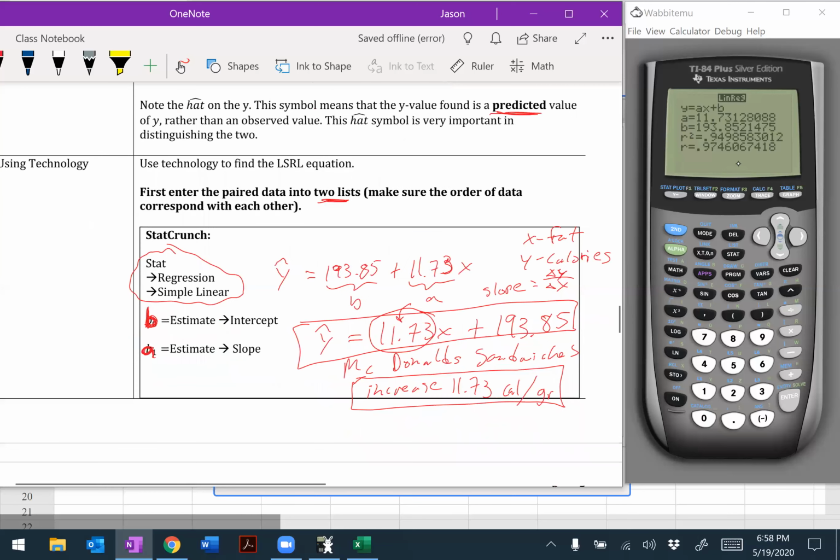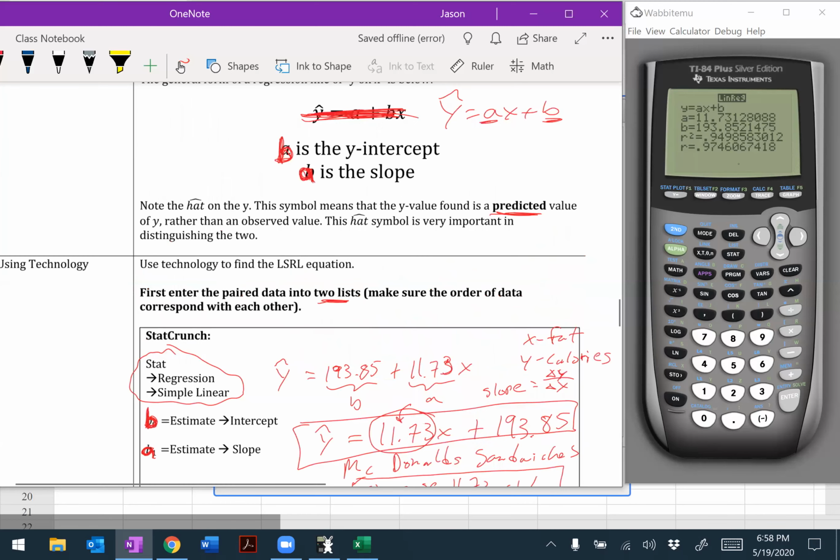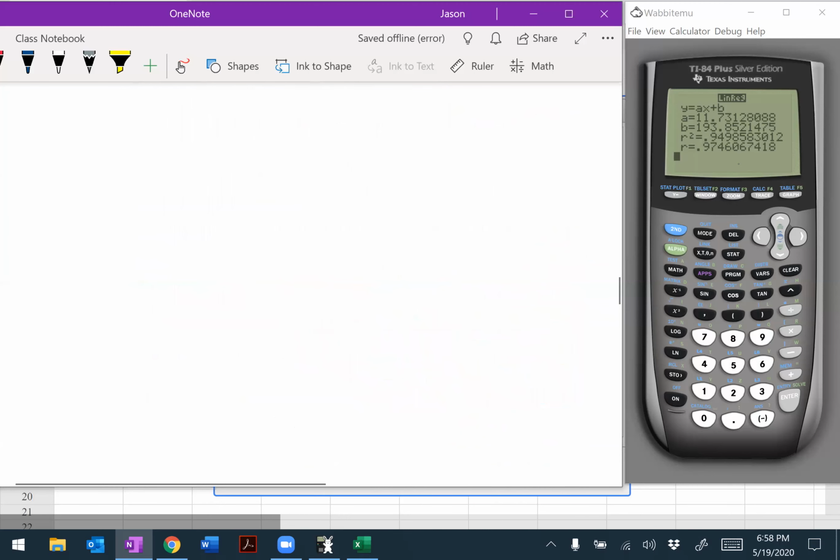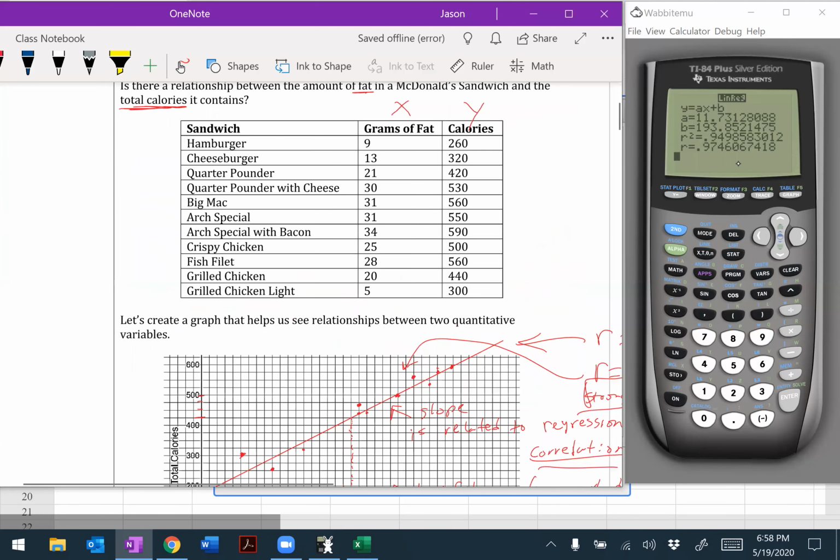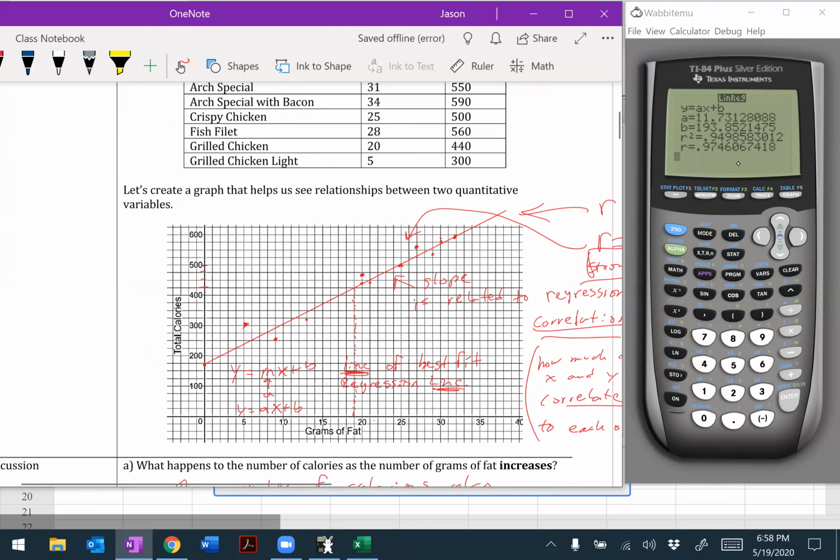Now, what is the y-intercept telling me? Well, in this case, the y-intercept is really not telling me much at all. Why? Because the y-intercept would be where I'm starting, going back to the very beginning. It says that my starting point is about 193.85.